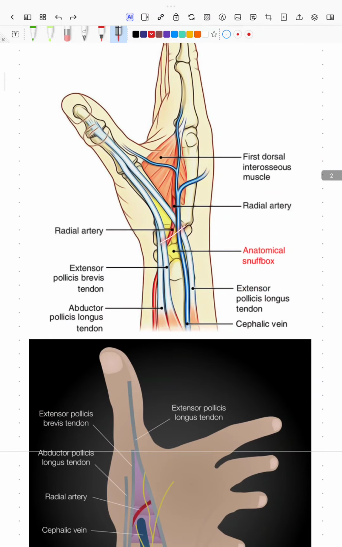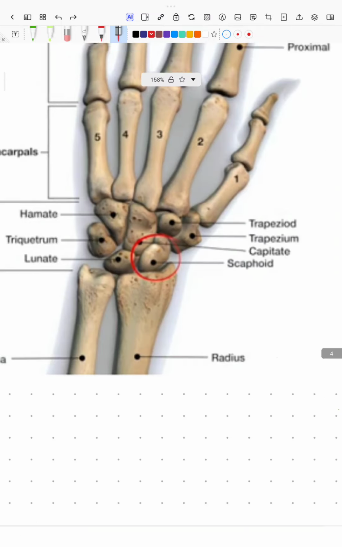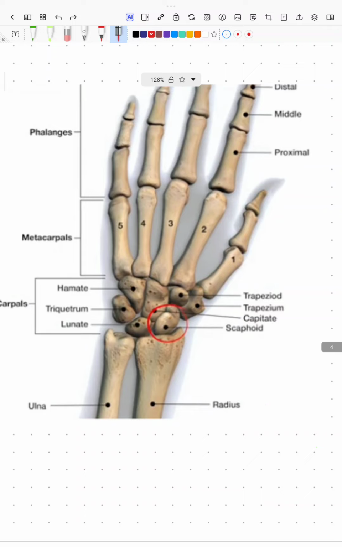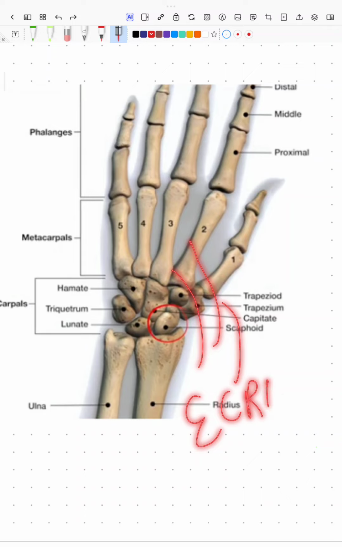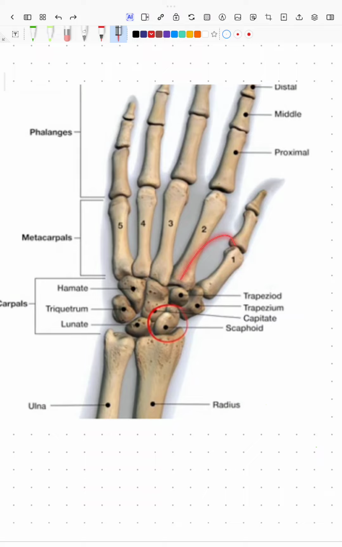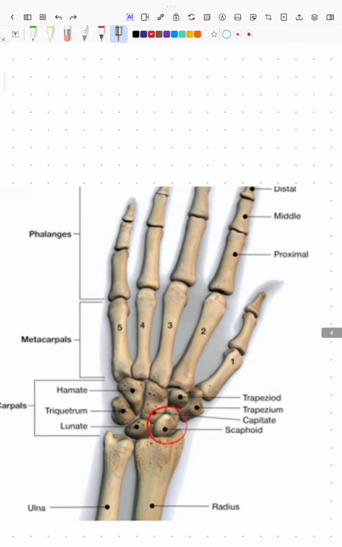Now, if you talk about the floor, we need to see this diagram. In this diagram, there is first metacarpal, trapezium, scaphoid, and styloid process of radius. So these four bones and two tendons, those are extensor carpi radialis longus and extensor carpi radialis brevis. So longus and brevis. All right. So these six things are the content of the floor of anatomical snuff box.